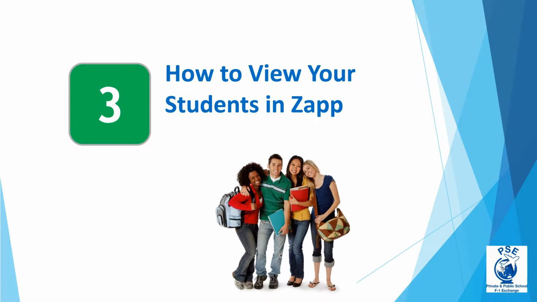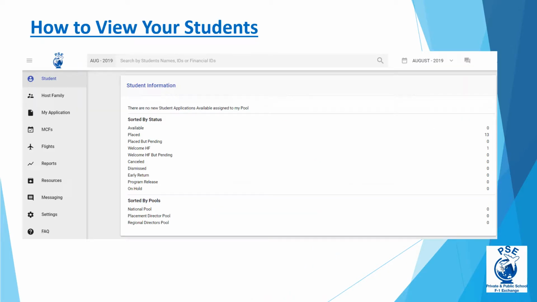3. How to view your students in Zapp. Now, I will explain how to view students who are assigned to you for placement. First, you need to ensure that the program start date is set to the correct placement season, for example, August 2019. Then, make sure that you're in the Student section. You can always make sure by clicking on the student link. You will see the status links located under Sorted by Status.